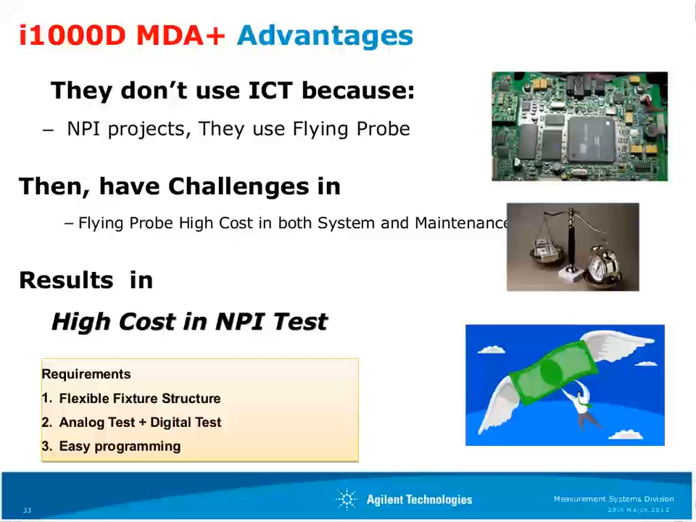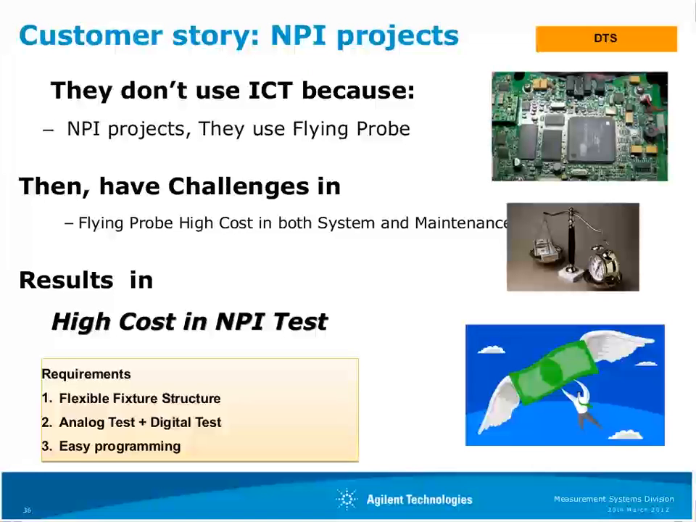But here's an example. We realize that not everybody's going to switch off their flying probe and move to an MDA Plus strategy. There's an investment there. But we had a case where a customer was using flying probe. They didn't want to use In Circuit Test because it wasn't a fast enough turnaround and the costs were too high. But they still didn't like the high costs in the system, the time it took for the flying probe, and also the maintenance costs. So ultimately, they still had a high cost in MPI.